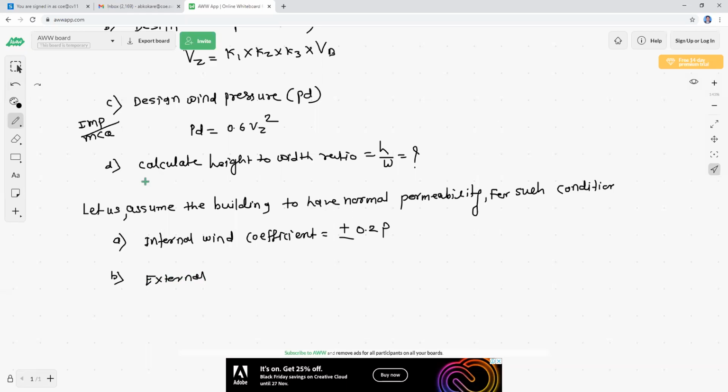External wind coefficient. That is CPI. Internal wind coefficient is CPI and external wind coefficient is CPE. So the given symbols are CPI, internal wind coefficient, and CPE, external wind coefficient. So now, what is this internal wind coefficient and what is external wind coefficient?